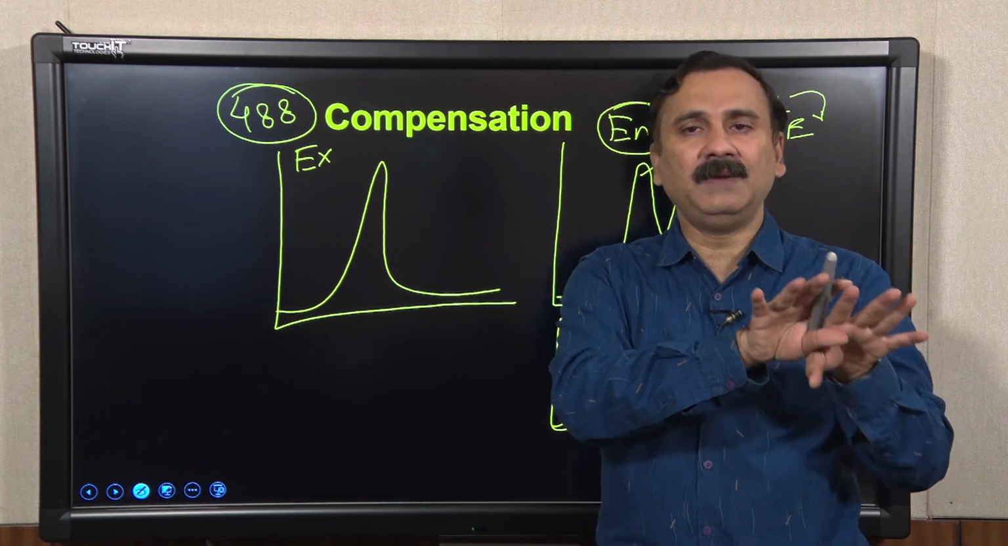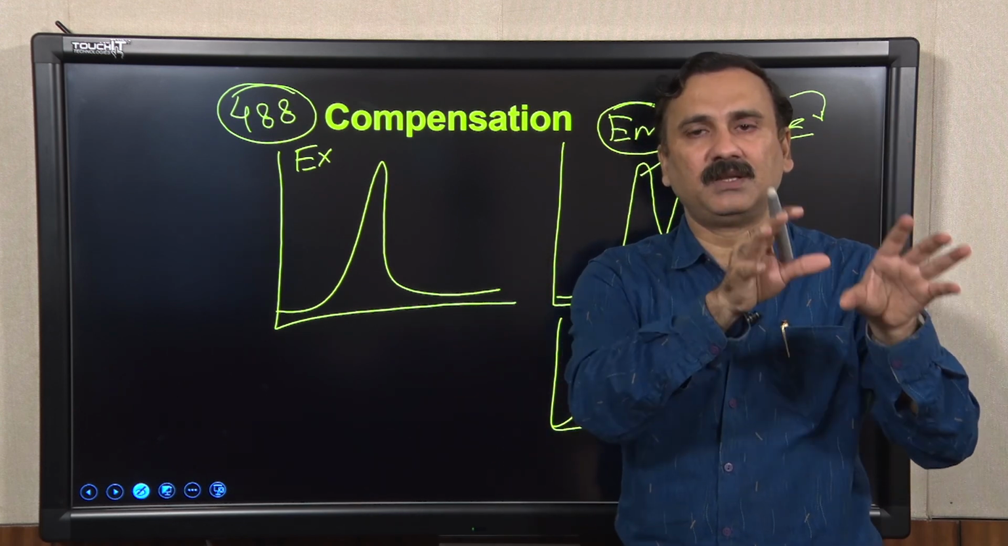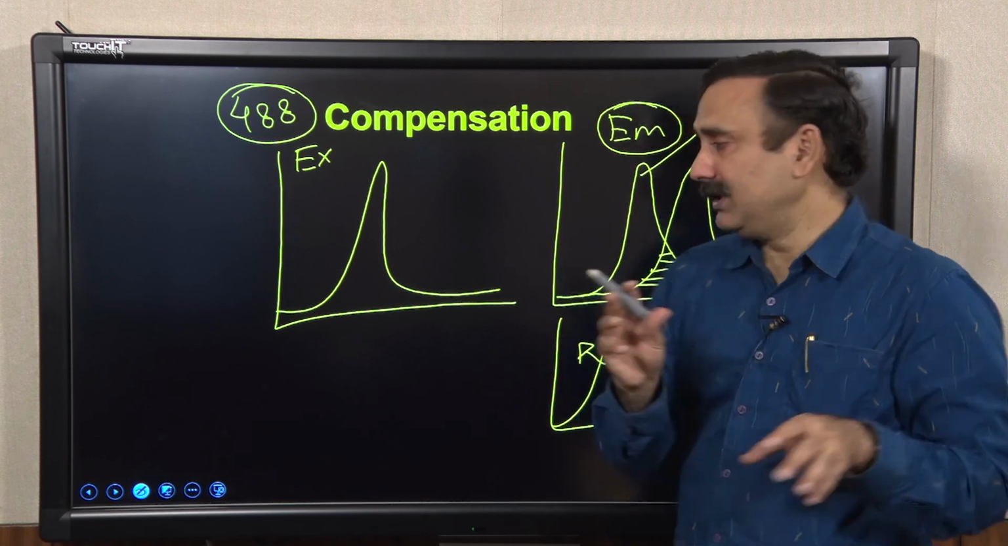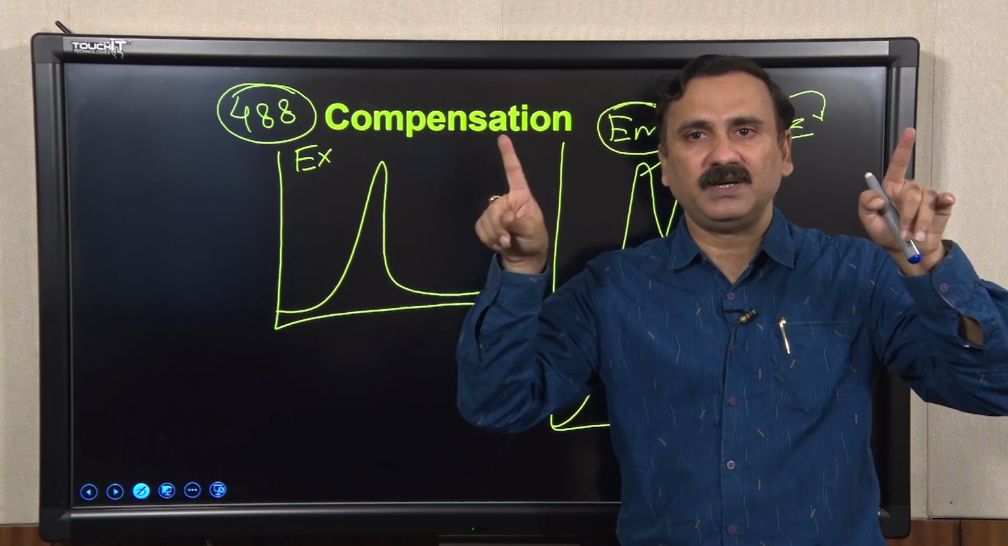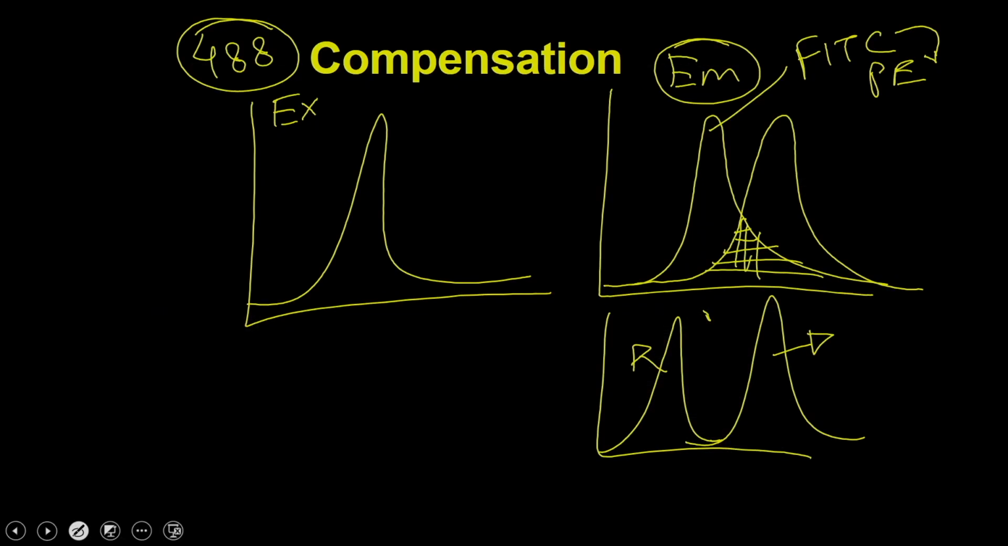So whatever I see is actually a pure cell. If I see a signal which only has the FITC signal, it is actually a pure signal. But in this kind of situation where you have the overlap of the two different types of dye emissions, this is the region which is actually going to create trouble.